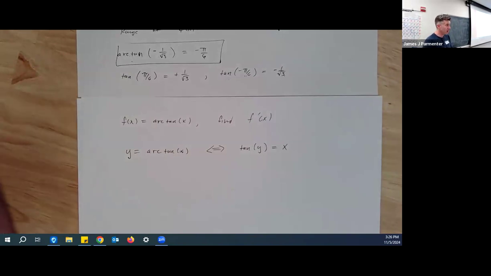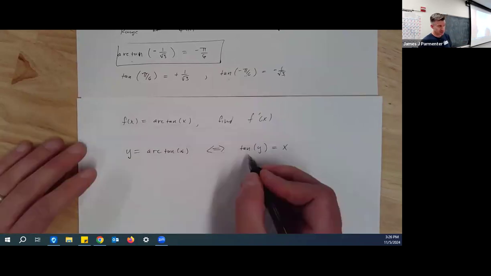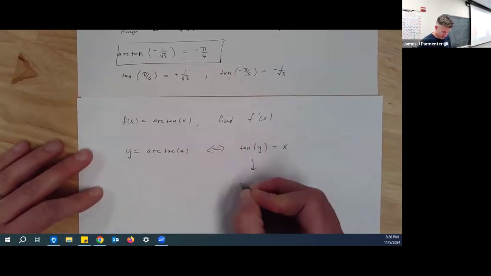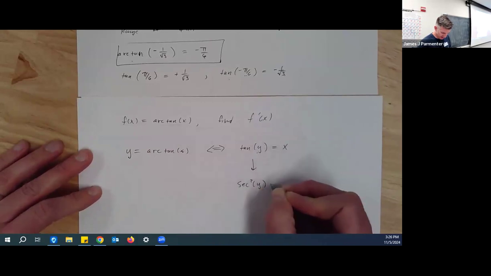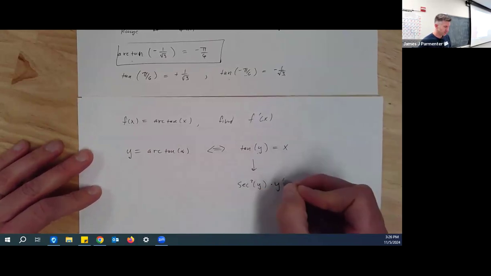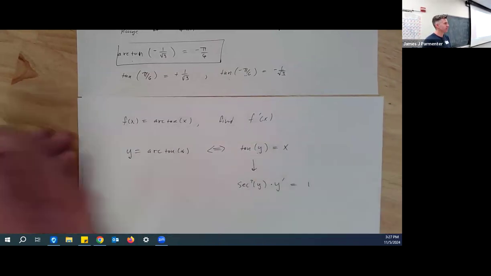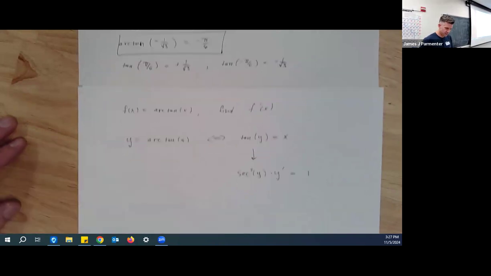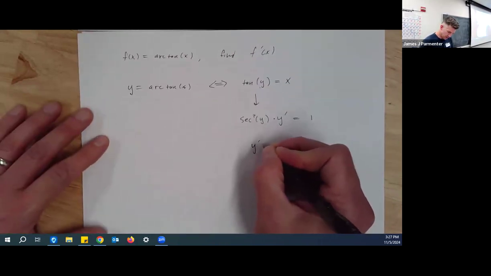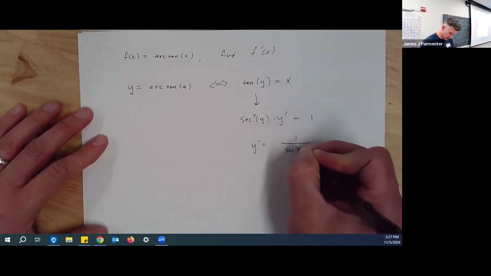It's very similar to what we did for the logarithm, right? We took our equation, we didn't know how to differentiate, we rewrote it so that it was now functions we recognized, and now we're going to take the derivative of both sides. The derivative of tangent of x is secant squared of x. The derivative of tangent of some stuff is going to be secant squared of my stuff times the derivative of my stuff. The derivative of x is going to be 1. Solve for y prime. So y prime is going to be 1 divided by secant squared of y.